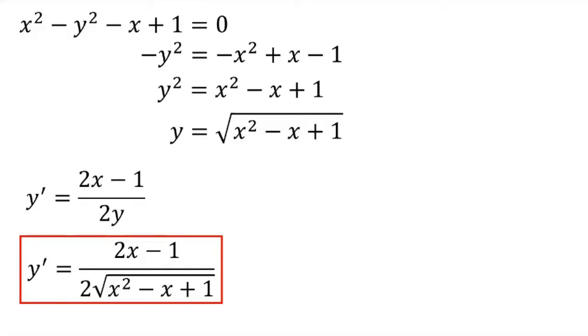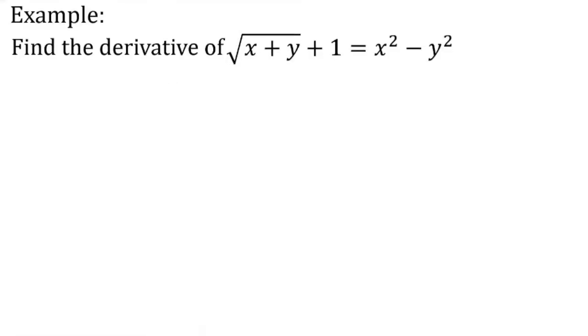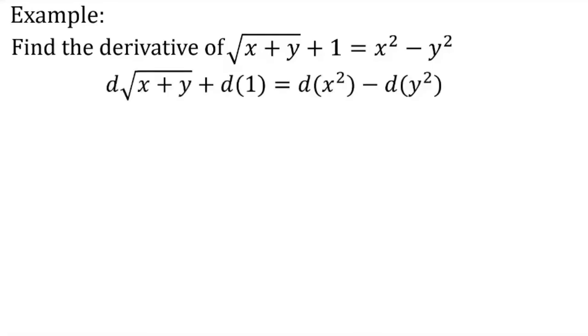Okay, and we proceed now to the next example. Example number 3. Find the derivative of square root of x plus y plus 1 equals x squared minus y squared. So let us get the derivative of each term. So this will become derivative of square root of x plus y plus derivative of 1 equals derivative of x squared minus derivative of y squared.